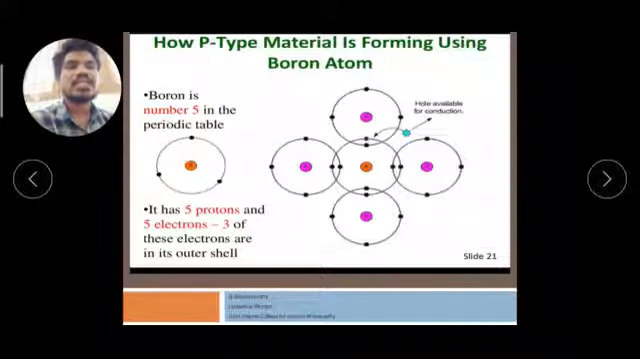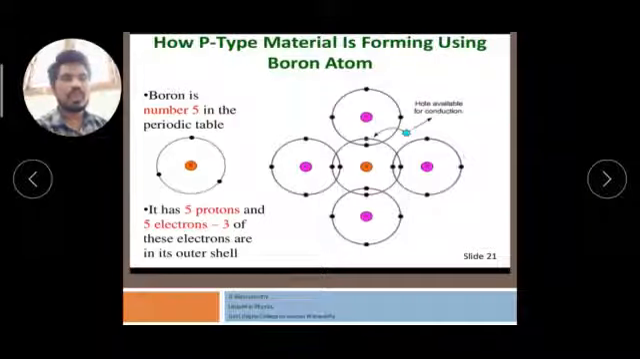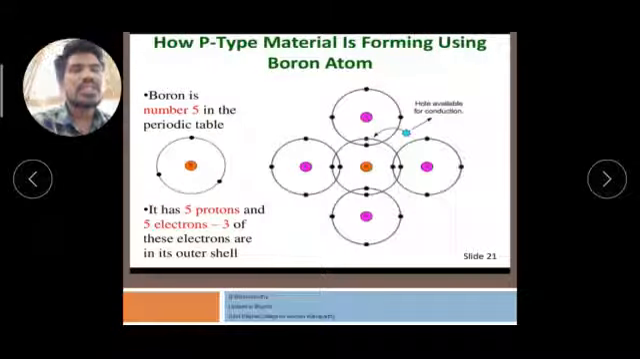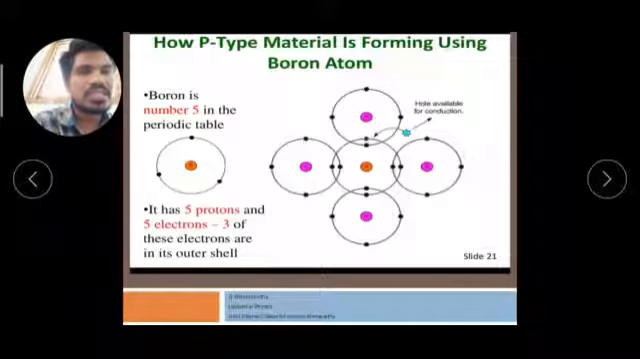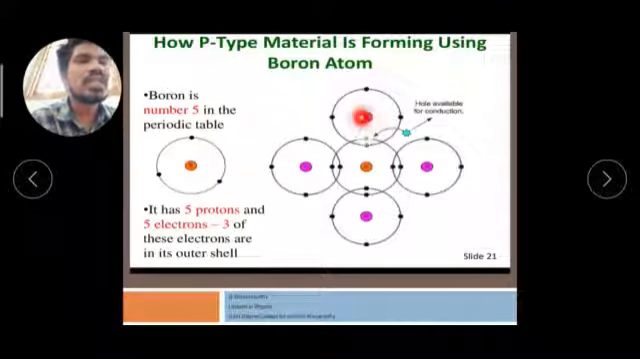These 3 electrons make the bonds between silicon and silicon atoms, and silicon and boron atoms. These 3 electrons make covalent bonds with the electrons of silicon. Here you see this is the silicon, and the pink dots show the boron atoms. This is a boron atom, this is a boron, and this is also a boron atom.